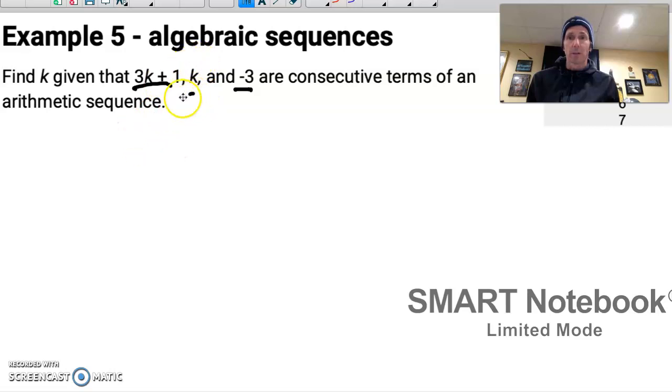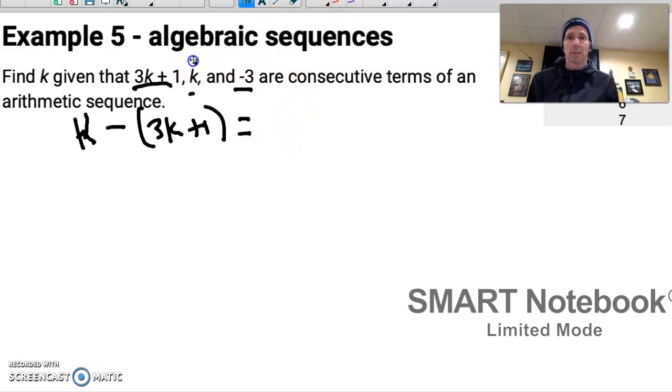The first thing I know is that their common differences have to be the same. So k minus (3k plus 1). Very important that I put this 1 in parentheses. Notice it's the term that comes after minus the term in front. That has to equal the difference between these 2. So I can switch. So I can get rid of that.